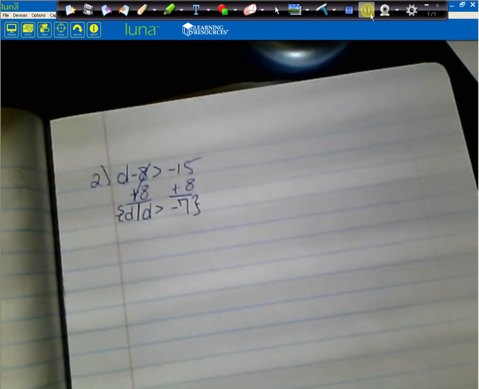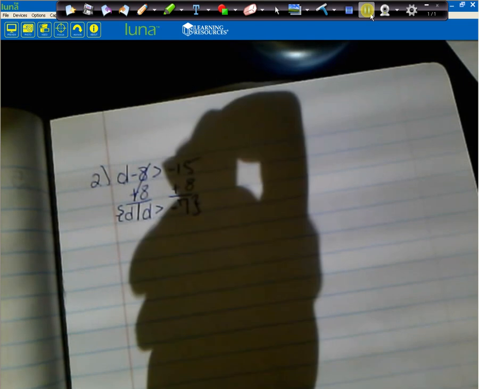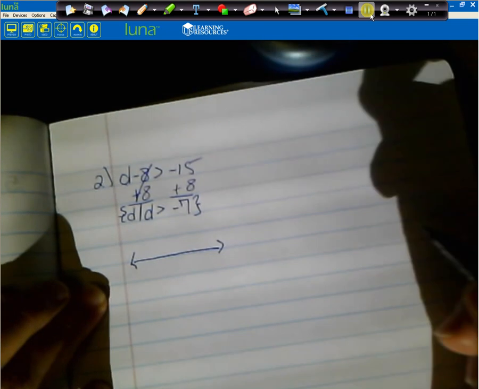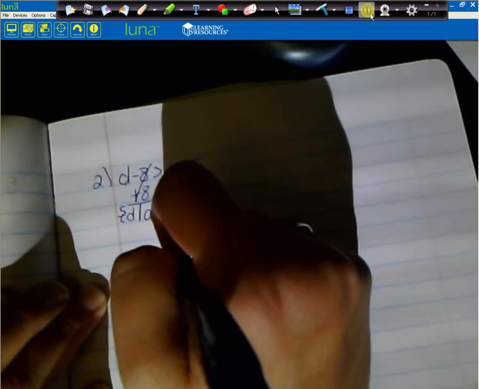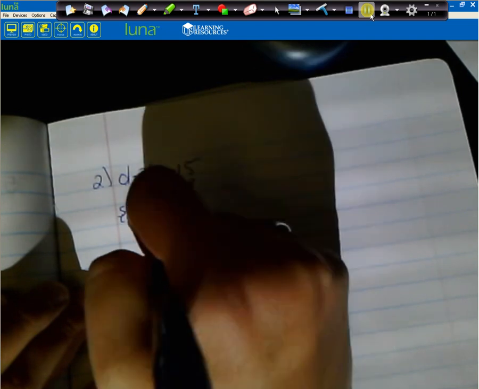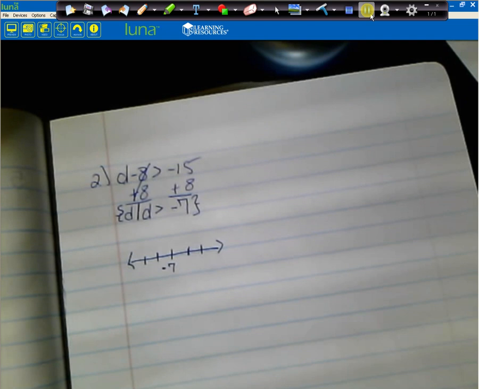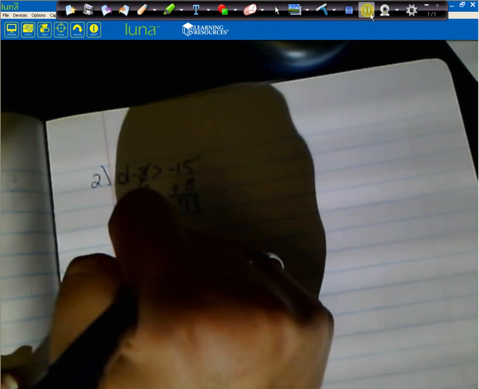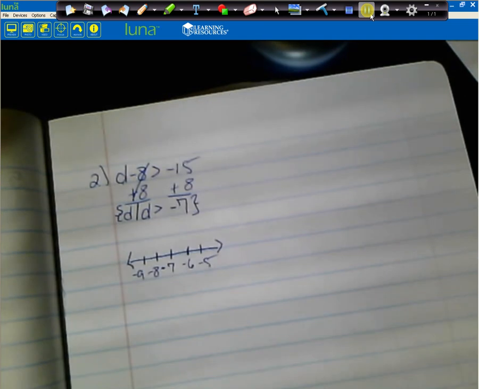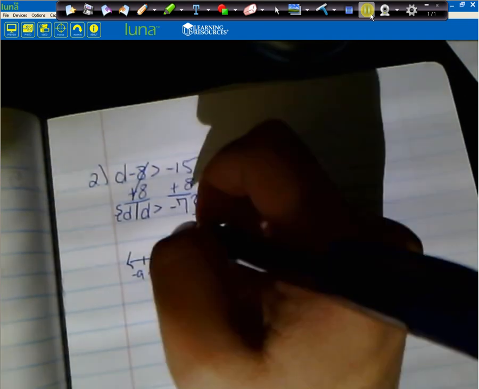So we've solved it, we've set it, now we're going to graph it. Again, I'm going to draw my number line. I'm going to put my negative 7 in the middle. I need 2 numbers less and 2 numbers greater. So I'm going to do negative 9, negative 8, negative 7, negative 6, and negative 5. Remembering that negative numbers go opposite than positive numbers.